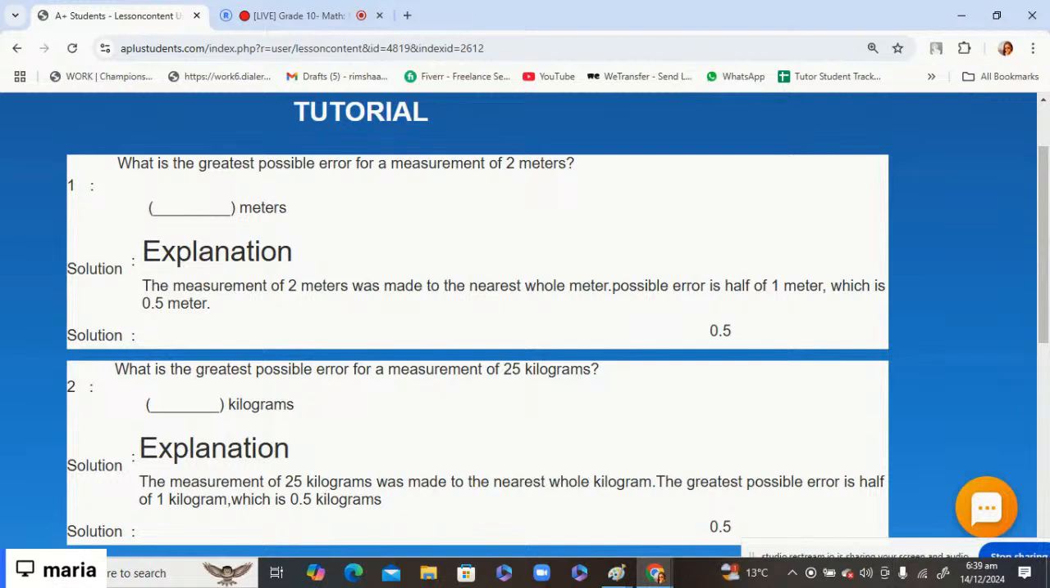Let me just tell you. We are just going to divide the precision of the measurement by 2. The greatest possible error is half of the unit of the measure. For example, if the measurement is made to the nearest whole number, it's 0.5 units. But if the measurement is made to the nearest tenth, it's one half of 1/10. Here it is a whole number, so you can say that it's 0.5.